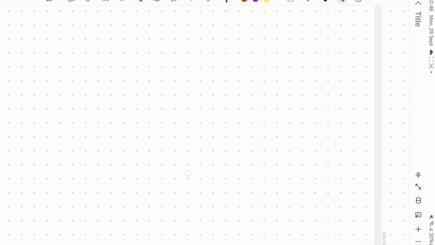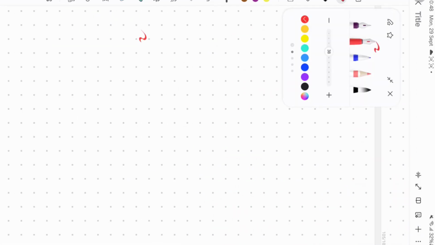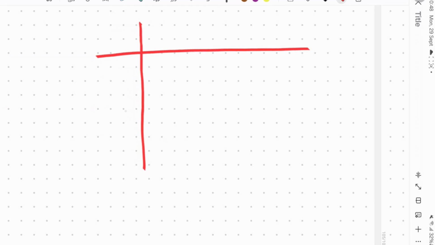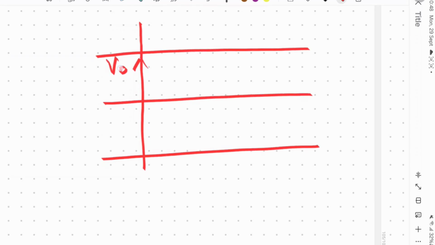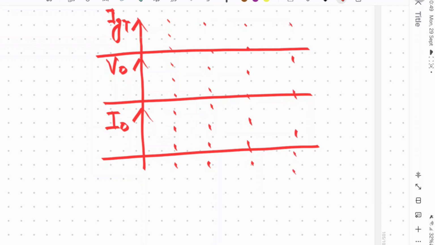Let's see the output waveform. This is the output voltage, the output current, and this is the gate pulse. For the positive half, the gate pulse is given to the thyristor, so at that time we get the output voltage. For the negative cycle, the output voltage will be 0. Again the gate pulse is given to the thyristor, and in that case we get the output voltage.